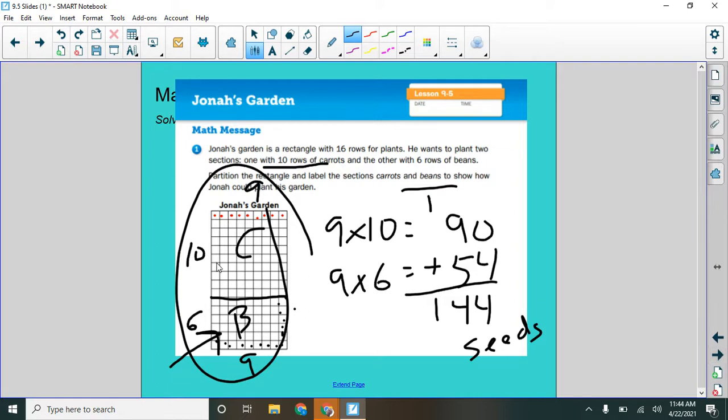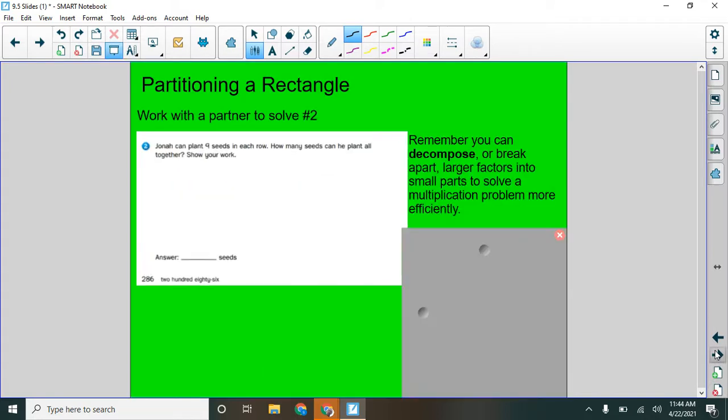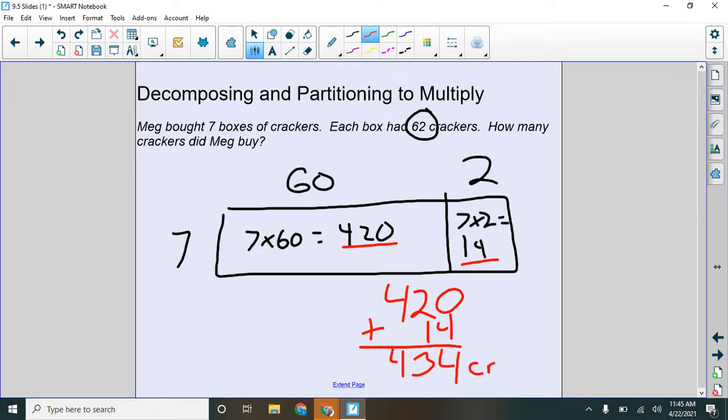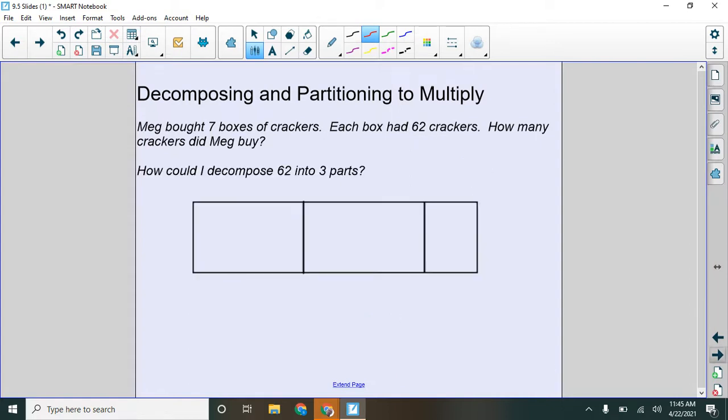Okay, right? This one has squares, and the only difference is that now we're not going to draw all the squares, because no way in the world does anyone want to draw 420 squares inside this rectangle. Just like we did at the end on the first problem, we're going to take our 2 parts and put them together, and then we will know the total, right? So we have partitioned this rectangle. 434 crackers. Always label your answer.